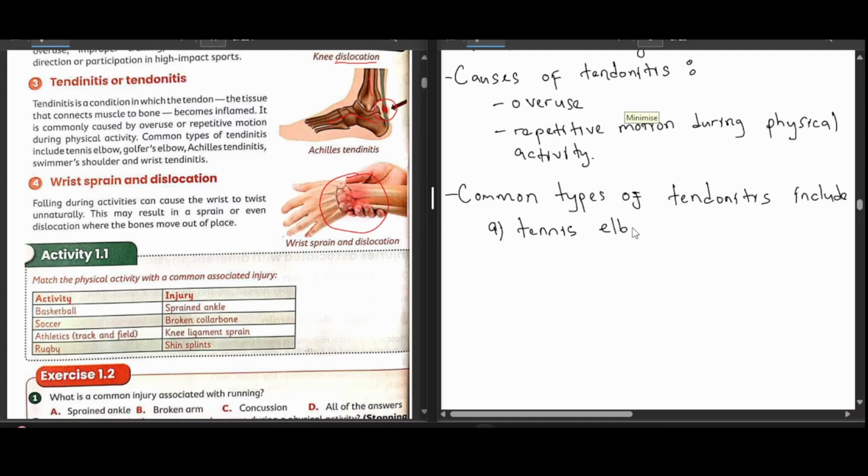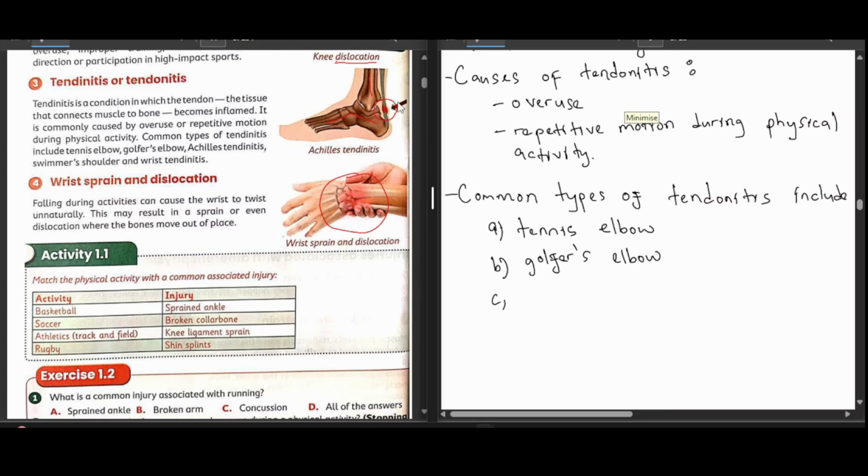Imagine the sport of tennis. You are frequently and repetitively using your elbow to hit the tennis ball. That can lead to tendinitis. B, golfer's elbow. You see that playing sports can cause this injury. So golfer's elbow, because of repetitive overuse while striking the golf ball.